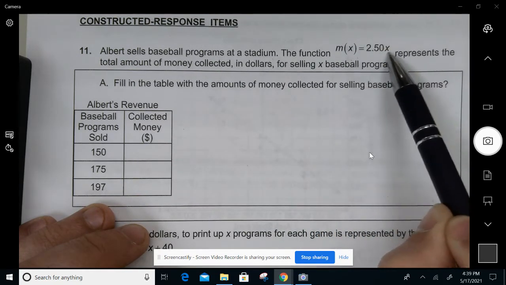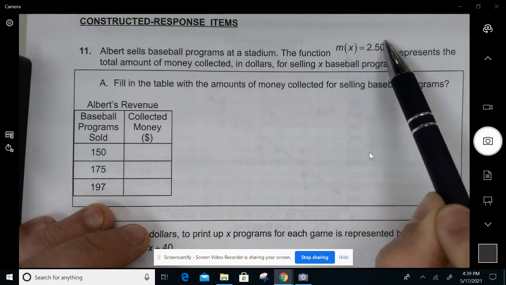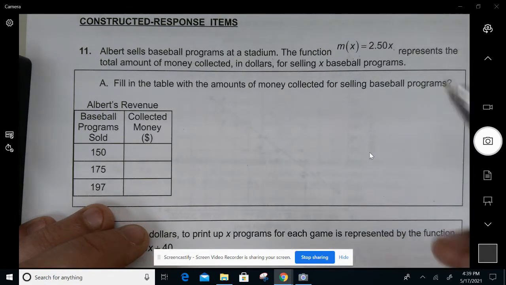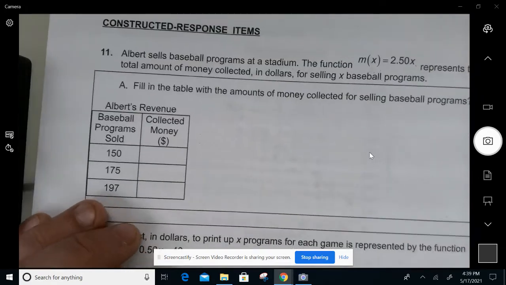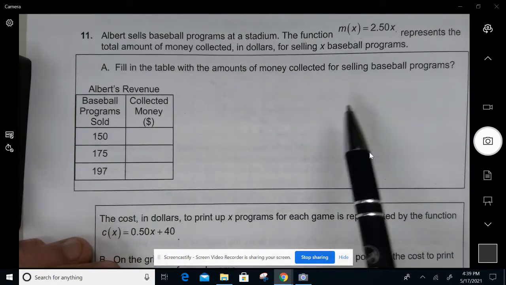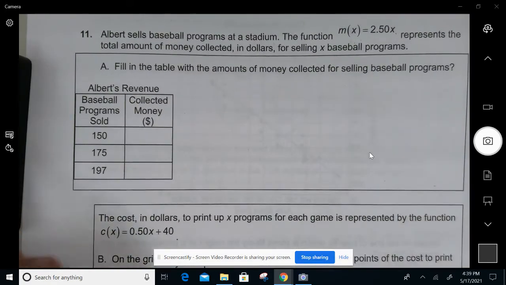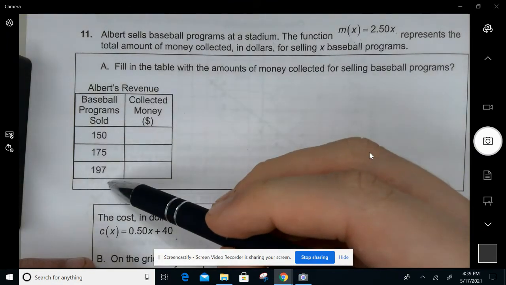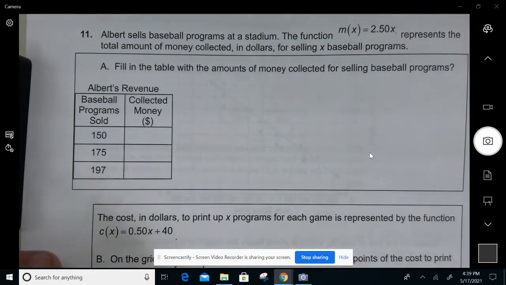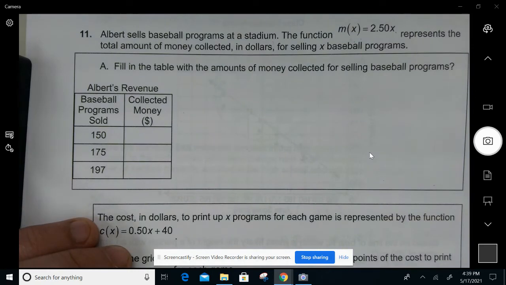So that means they're selling each program for $2.50. Each program is $2.50. X is the number of programs they would sell. So fill in the table with the amount of money that each number of programs sold would make them in terms of money.